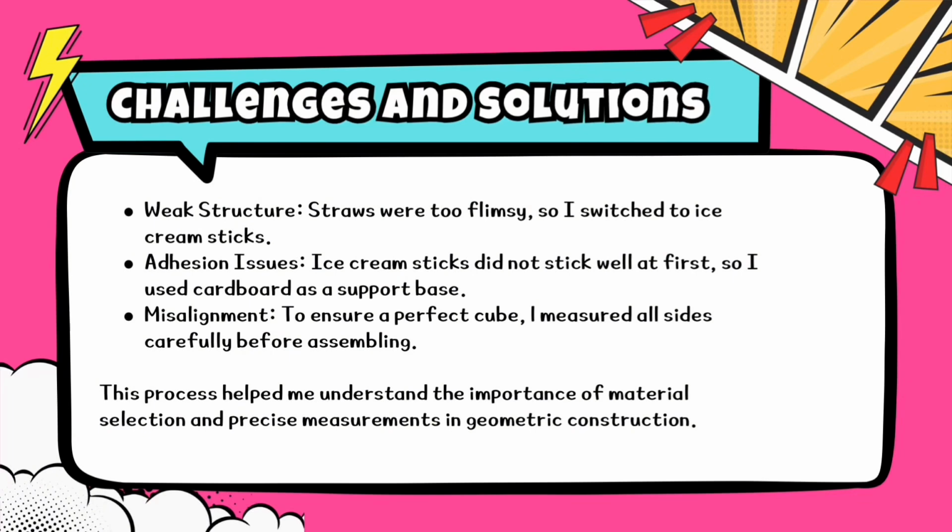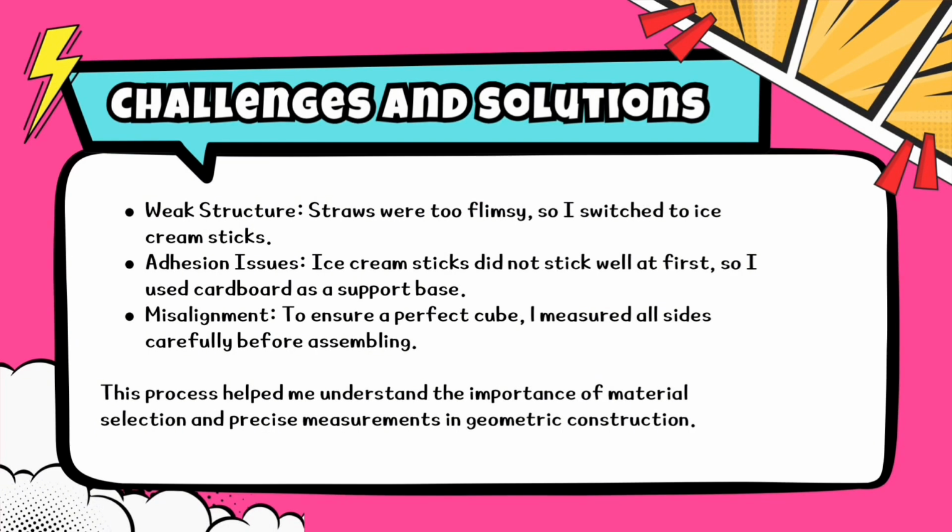I also faced some challenges and came up with solutions. First is the weak structure. Straws were too flimsy, so I switched to ice cream sticks. The second one is adhesion issues. Ice cream sticks did not stick well at first, so I used cardboard as a support base. And the third one is misalignment. To ensure a perfect cube, I measured all sides carefully before assembling. This process helped me understand the importance of material selection and precise measurements in geometric construction.